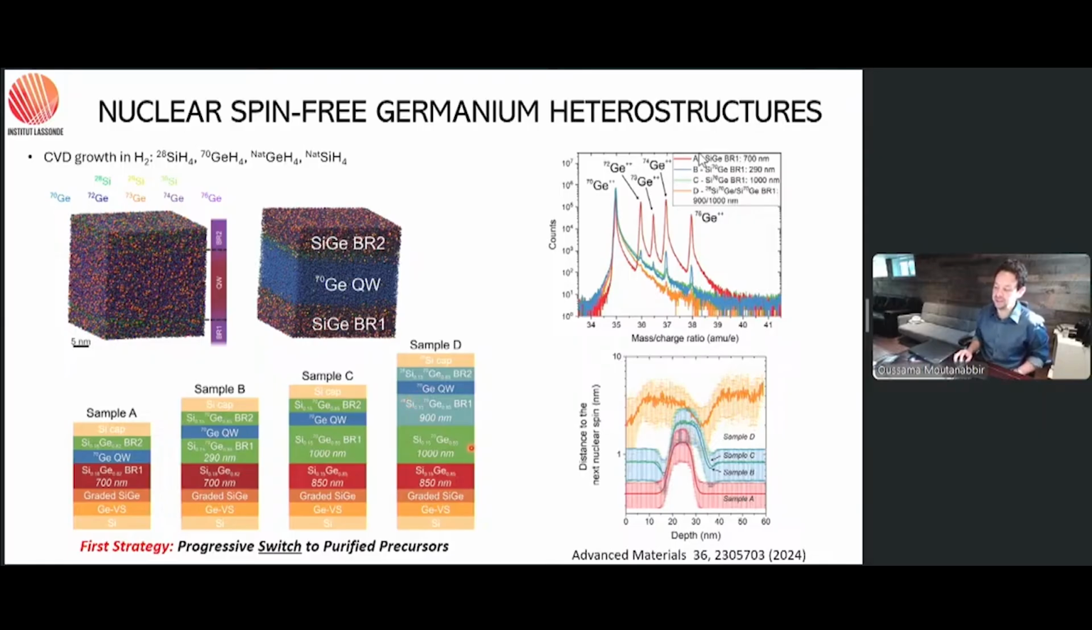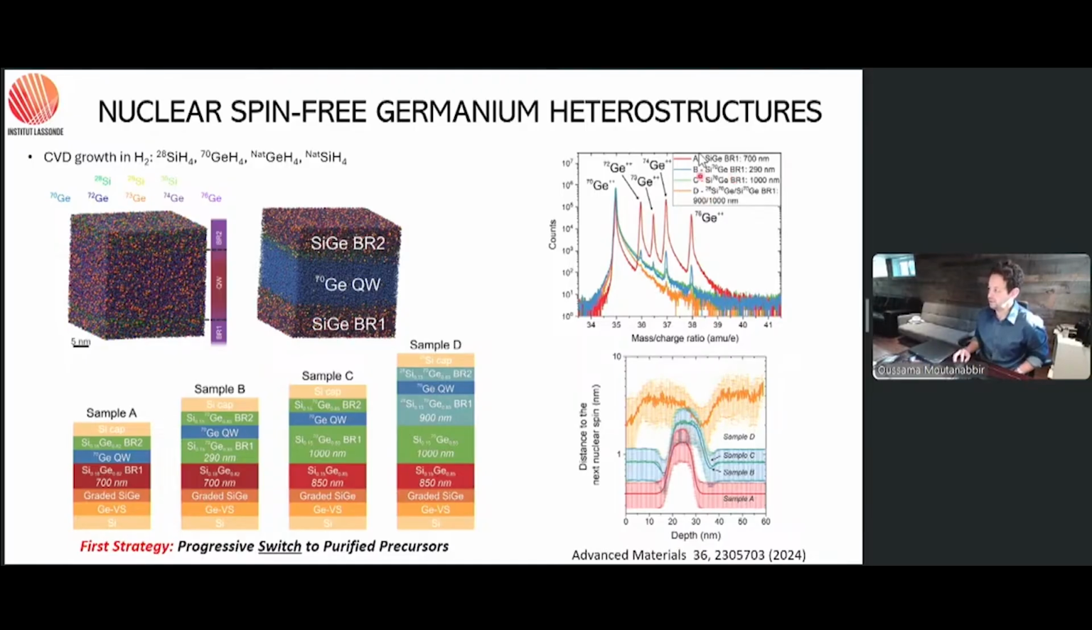So basically we found, if we look at atom probe tomography, in sample A, so this is a natural quantum well, so this one, here you can see the mass spectra. This is the red line, and you can see the 5 isotopes. This is a log scale, which means the intensity of these peaks is exactly the natural abundance of germanium isotopes. And you can see that germanium-73 is clearly detectable.